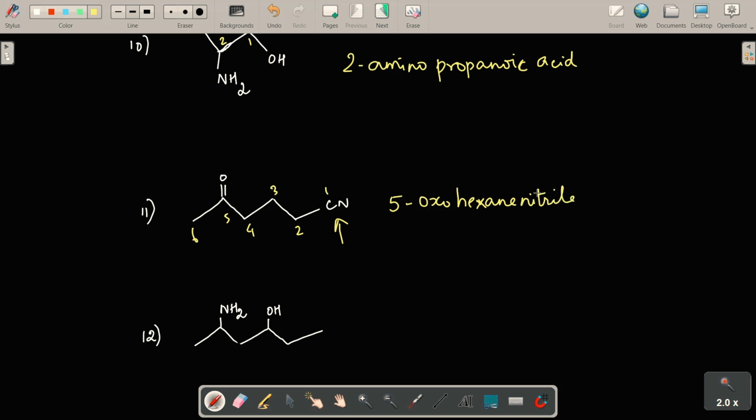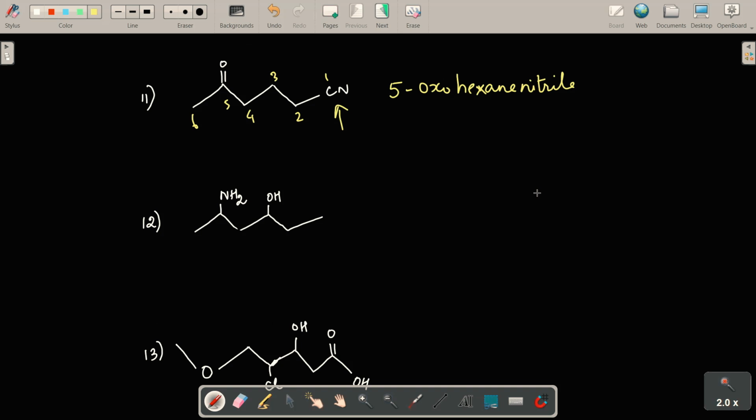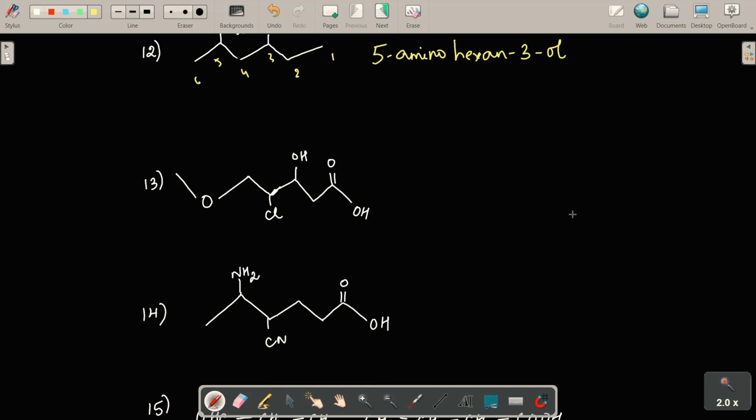Okay, I'll move on to the next one. In this one we have OH and NH2. OH comes first in the priority list, so start giving the numbering from here. So 1, 2, 3, 4, 5 and 6. So in 3 position there is the primary functional group, so it is hexan-3-ol, and in 5 position you have the amine group, so it is 5-amino hexan-3-ol.